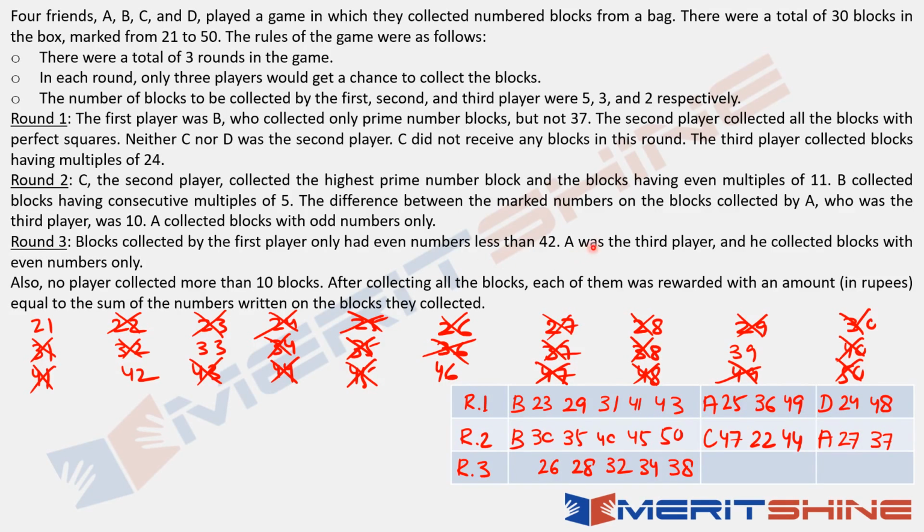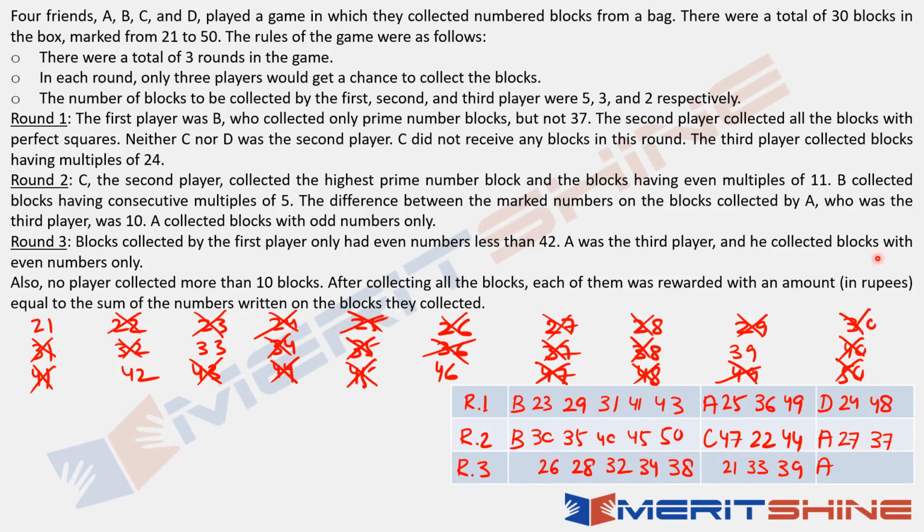Let's go back to this data now. A was the third player. So this is the third player A, right? And he collected blocks with even numbers only. So we can fill this up as well. So 2 blocks, even numbers only. If you look at this, what is left? 21 left, 33 left, not even, 39 left, not even. So this obviously would come here. Let's just write it down also: 21 and then 33 and 39. 21, 33, 39, right? And what is left here? 42, this is even. 46. So this is the condition satisfied.